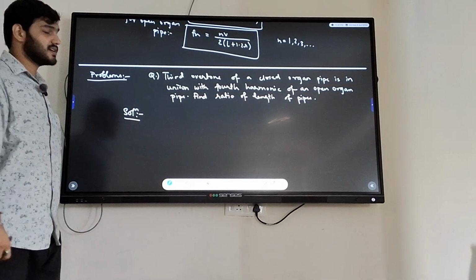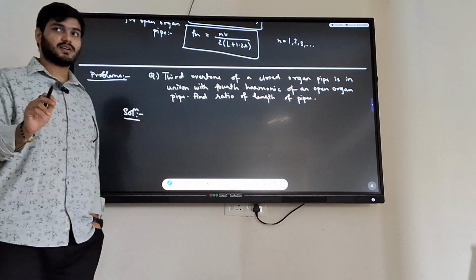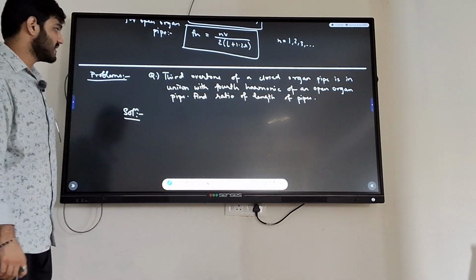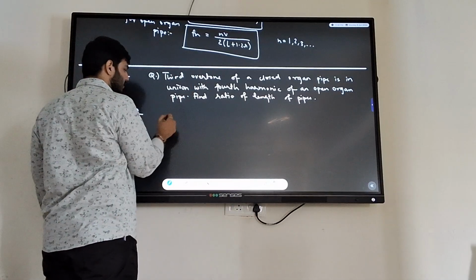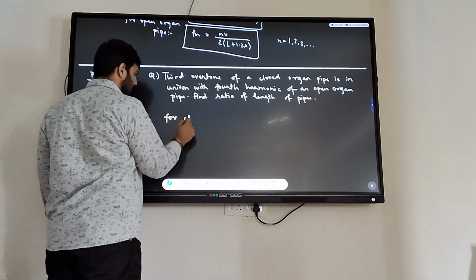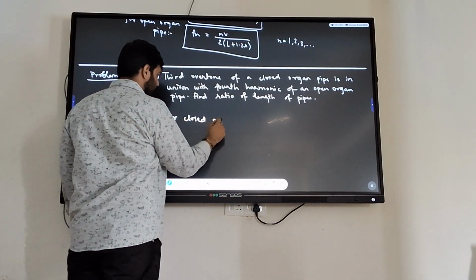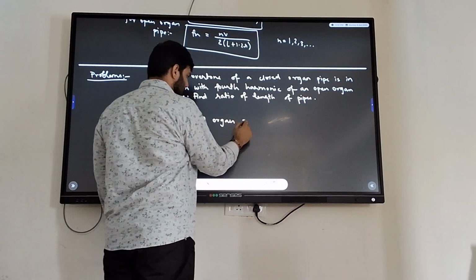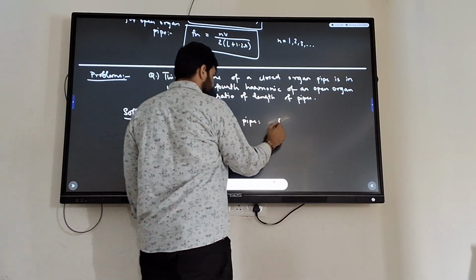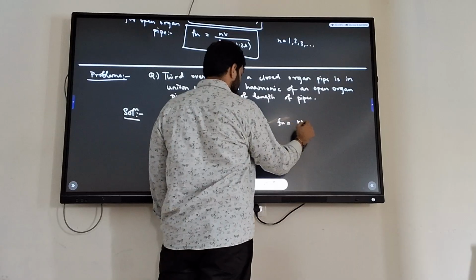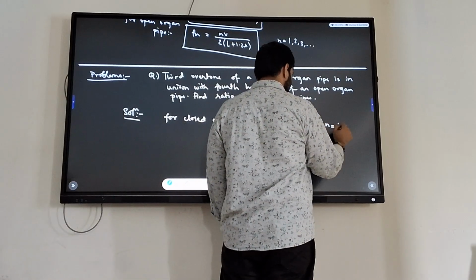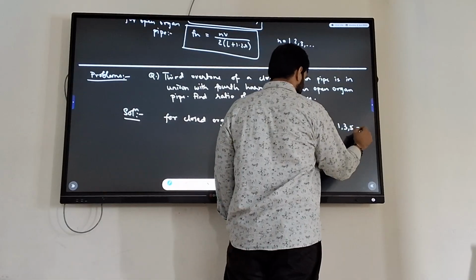It's given that the third overtone, not the third harmonic, third overtone of a closed organ pipe is in unison. So let me write for closed organ pipe. Can you remind me what was the harmonics formula? Fn is equal to Nv by 4L, where N can start from 1, 3, 5, 7 and so on.